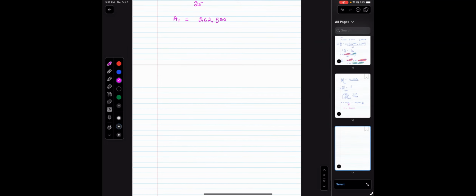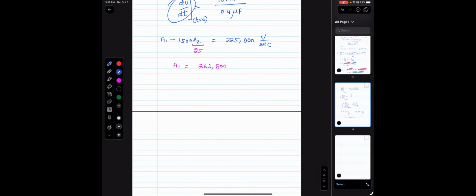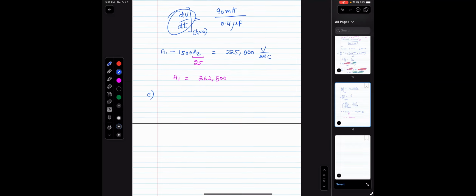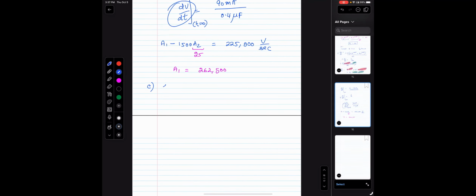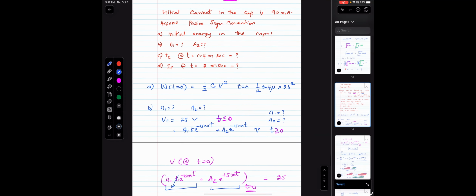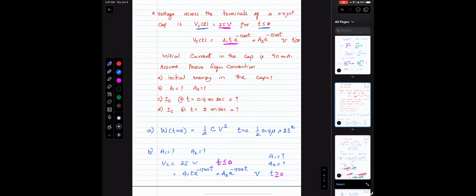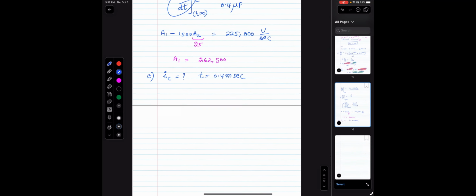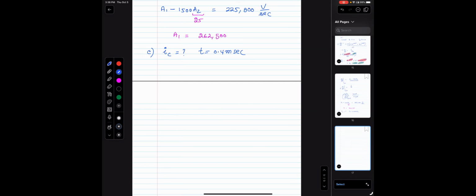How about part C of this problem? What's the part C of the problem? Find the capacitor current, I_C, at t equals 0.4 milliseconds. That's the problem. How do we go about doing that?